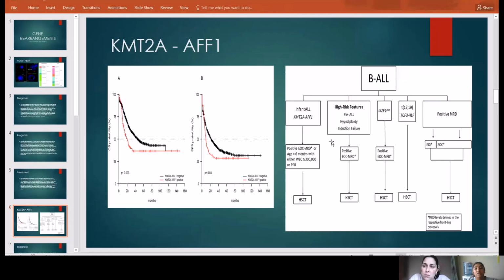And with this, you can see on the BLL chart, it's right on the top. And if you have a positive MRD, everything else goes quite smoothly to detect this gene and to treat it as well. The best treatment for this, as you can see, is HSCT, hematopoietic stem cell transplantation, the best way to treat this gene successfully.